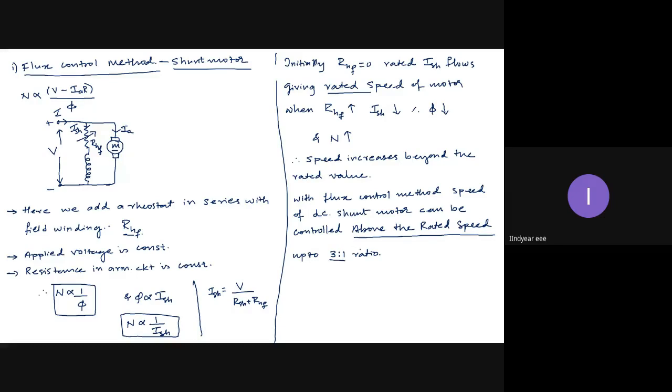The consequence is that if the field rheostat is increased largely, if I keep a large value of RHF, then ISH will be of smaller and smaller values. Already ISH is very small. The value of field current I get practically in a shunt motor is around 0.4 to 0.5 amperes, which is already a very small value. When I add resistance in series with the field, the current further decreases. Now, with the decrease in field current, what will happen?